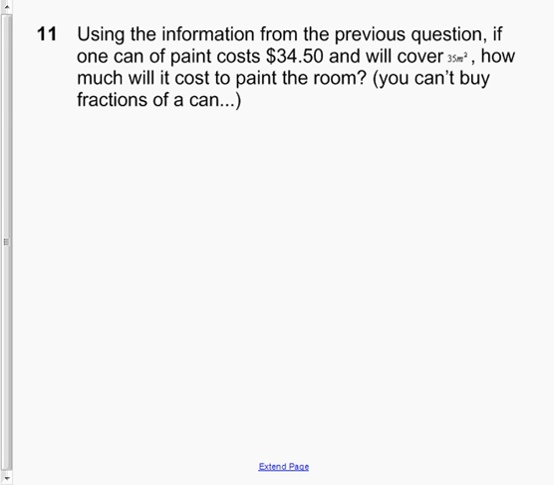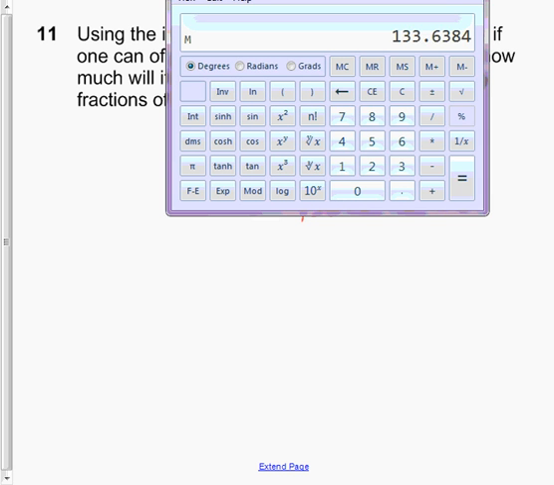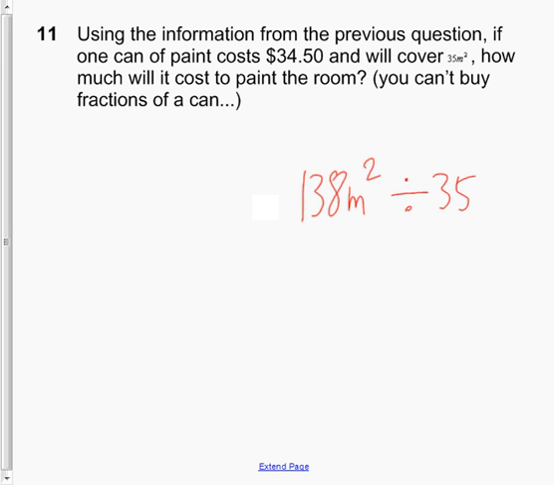The second part says, using the information from the previous question, which is 138 meters squared of paintable surface, if each can of paint costs $34.50 and will cover 35 square meters each, how much will it cost to paint your room? So the first thing I'm going to do is take my area and divide it by 35. That's going to tell me how many cans of paint I need to buy, since each can paints 35 square meters. Take my calculator. 138 divided by 35 is 3.94.